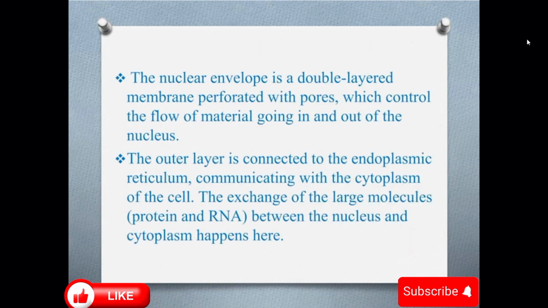The nuclear envelope is a double layered membrane perforated with pores, which control the flow of material going in and out of the nucleus. The nuclear envelope basically controls the material which enters into the nucleus and the material which leaves the nucleus and enters into the cytoplasm. These are the basic functions of the nuclear envelope. The outer layer is connected to the endoplasmic reticulum, communicating with the cytoplasm of the cell. The exchange of large molecules, protein and RNA, between the nucleus and cytoplasm happens here.